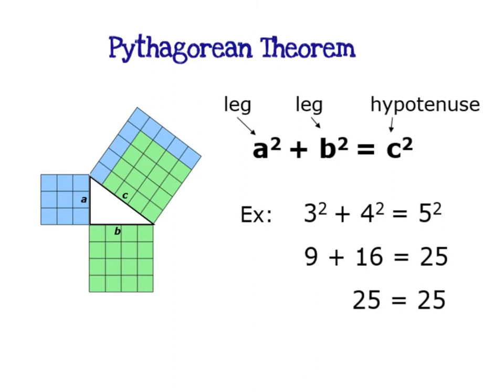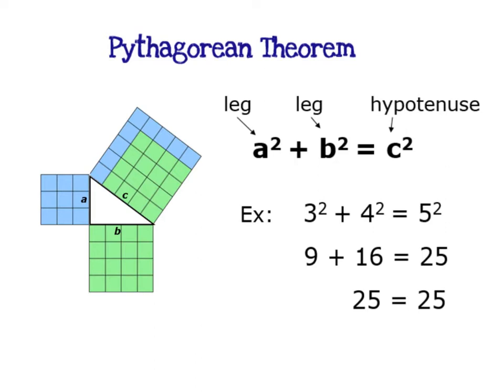The Pythagorean theorem is a formula that we can use to find any side of a right triangle. So the formula is a squared plus b squared equals c squared, where a and b are always the two legs and c is always the hypotenuse. So let's look at this example.